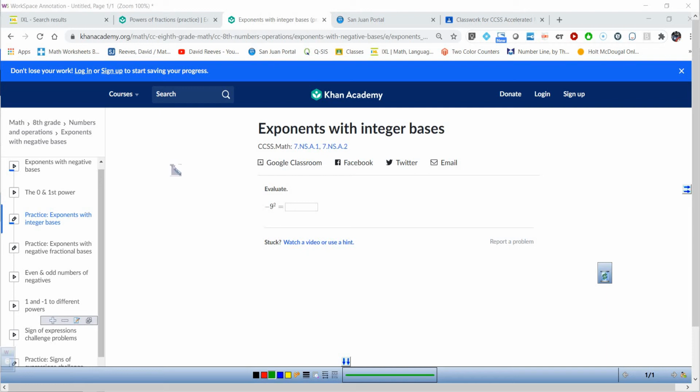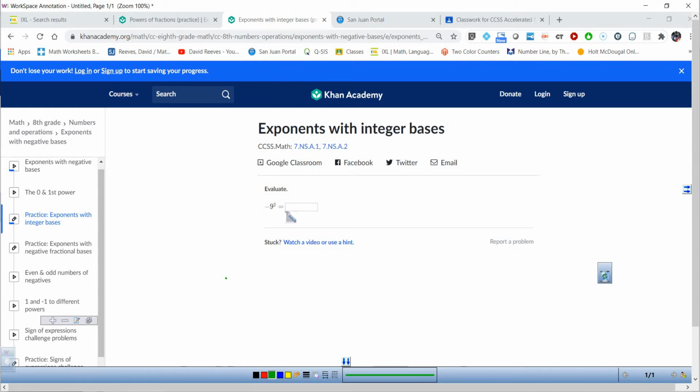So I am on Khan Academy, and this problem right here has come up. Now, if I ask students to tell me what that problem says, most of them say -9 squared. And when I ask them for the answer, most of them say 81, right? And then what I usually ask them to do is put that in a calculator. And when they put that in a calculator, the answer that they get is -81. And then they say, wait, I don't understand. All right. And this is why we must take time to go over problems like this.